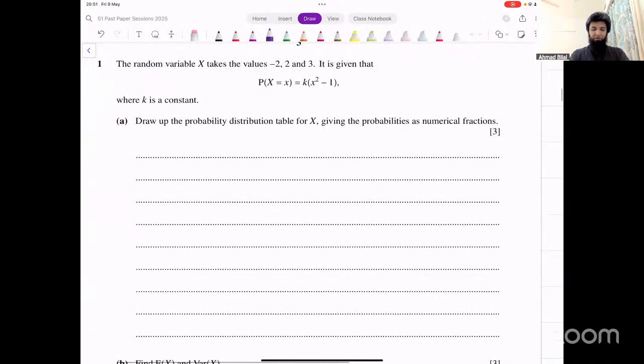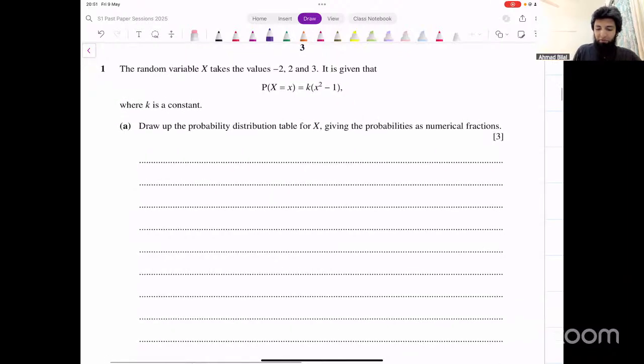Okay, so in question number 1, the random variable X takes the values -2, 2, and 3. It's given that the probability of X being equal to x is equal to k into x squared minus 1, where k is a constant. Draw up the probability distribution table for X, giving the probabilities as numerical fractions. Numerical fractions means you don't have to write the probabilities in terms of k. They have to be numbers, not just expressions in terms of k. That's what they're saying.